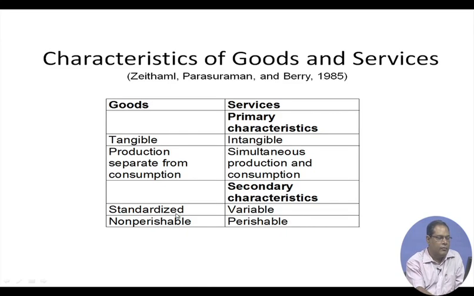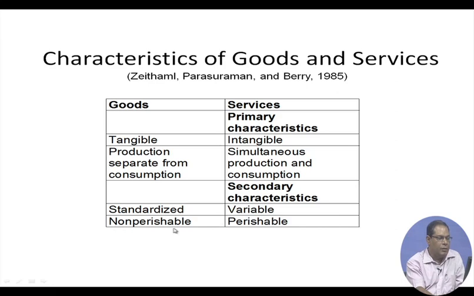Goods can be standardized, but services are variable. That means the same person can provide different types of services or different levels of services, and therefore the services can be variable. Also two different service providers will provide two different types of services. So therefore services are variable in nature.